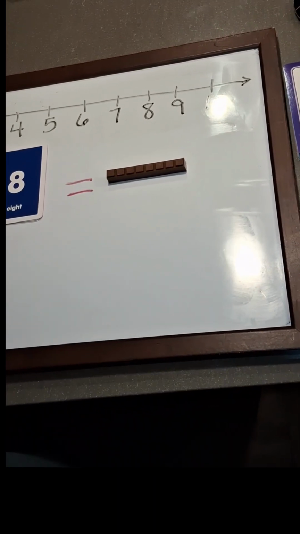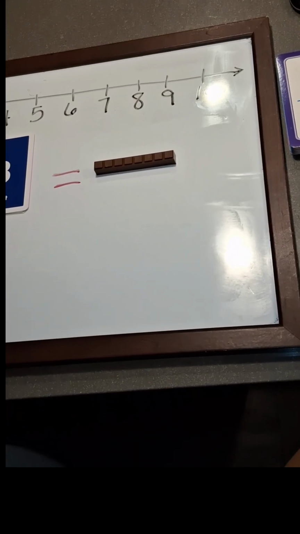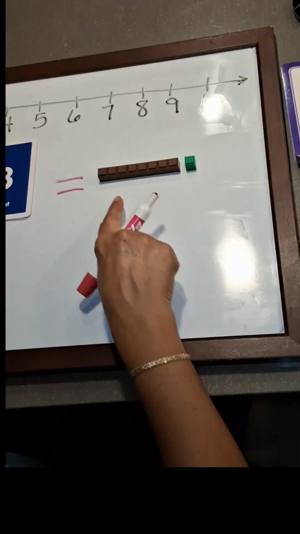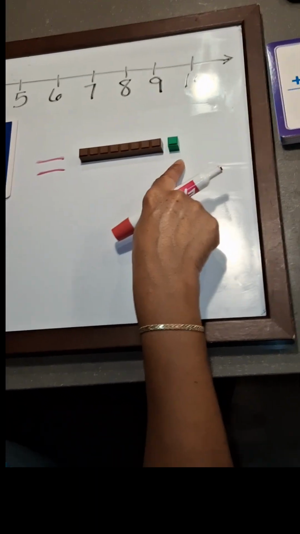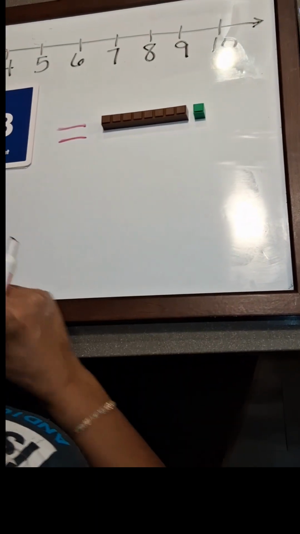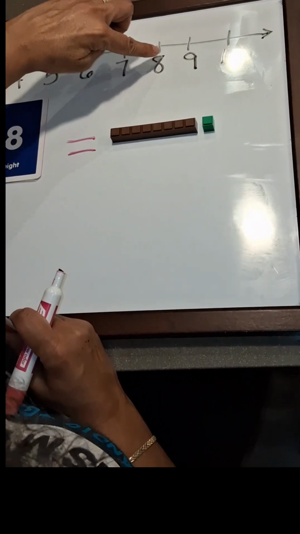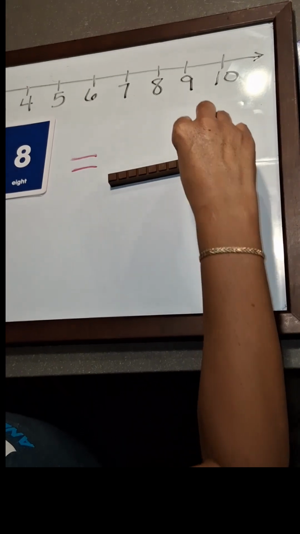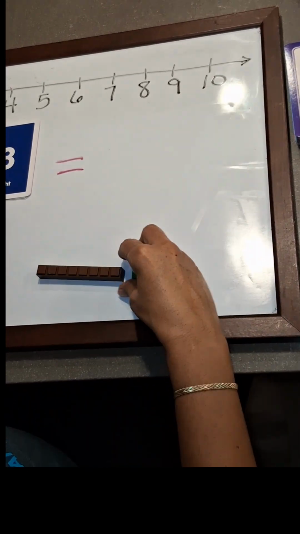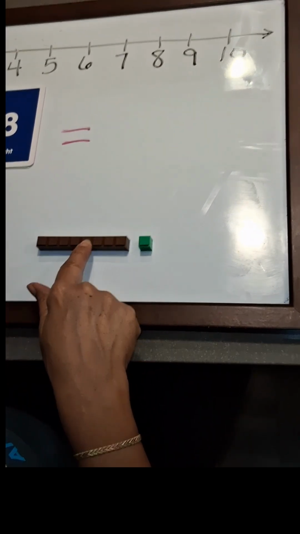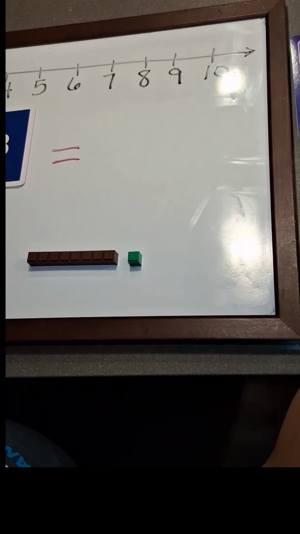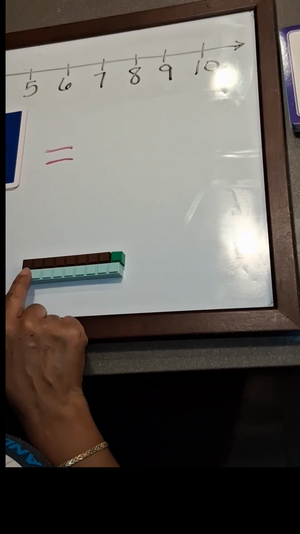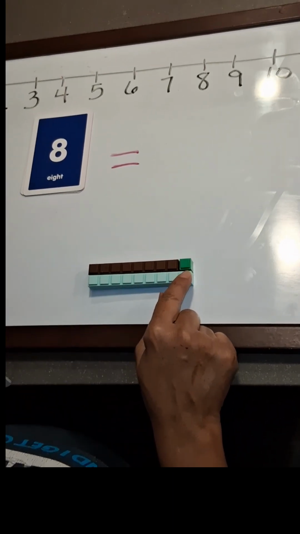What will happen if I add one more? 9. If I add to 8 and I just count on 1. 8, what's the number after 8? 9. That's how you add 1. You just tell the number that comes after 8, which would be 9. So 8 plus 1 is 9. I'm going to regroup the 8 and the 1 for a 9. There we go. So I have 1, 2, 3, 4, 5, 6, 7, 8, 9.